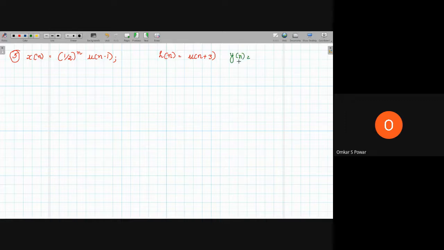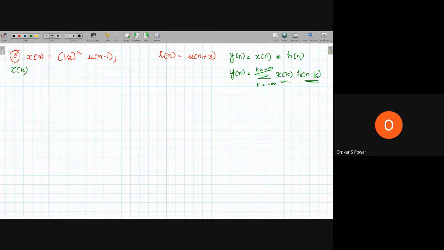y of n is equal to x of n convolution h of n, and y of n is equal to summation k varies from minus infinity to plus infinity x of k h of n minus k. So what we want? x of k, then h of n minus k to solve this kind of problem. So x of n they have given half of n u of n minus 1. So x of k, what is there to plot? Let us plot. So it starts from 1 and it goes on.